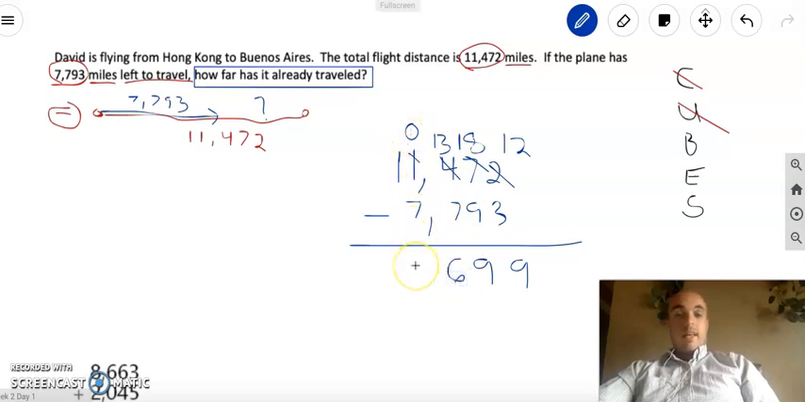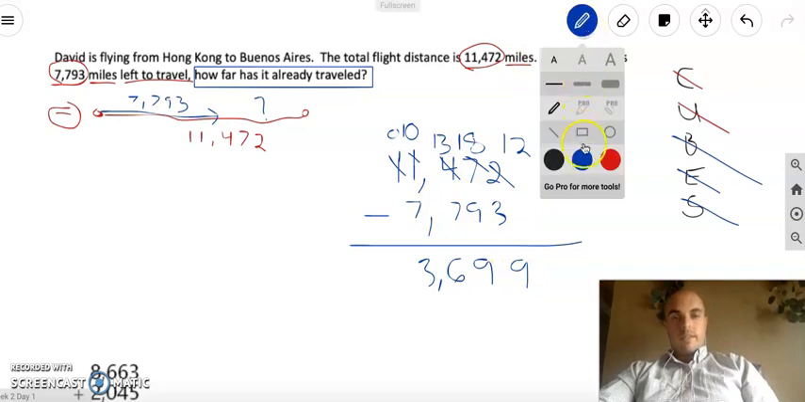0 minus 7, impossible. I can't take 7 from nothing, so I need to borrow from here. This is a 0, and this now becomes 10. 10 minus 7 is 3. 1, 2, 3, comma. Okay. And I've solved, but now I need to rewrite this. 3,699 is the correct solution, but I need to rewrite this.